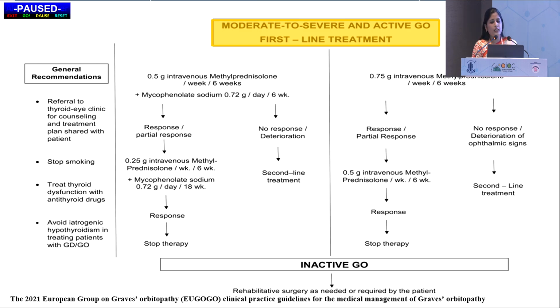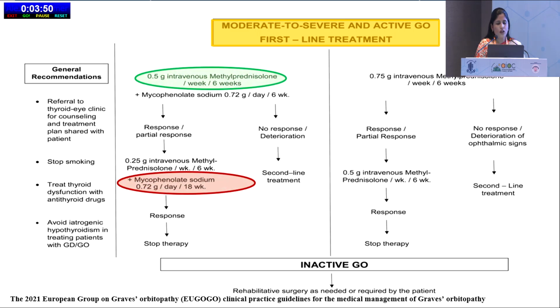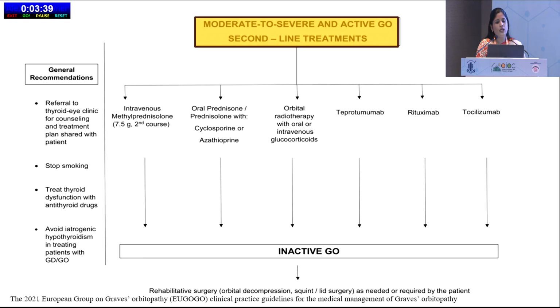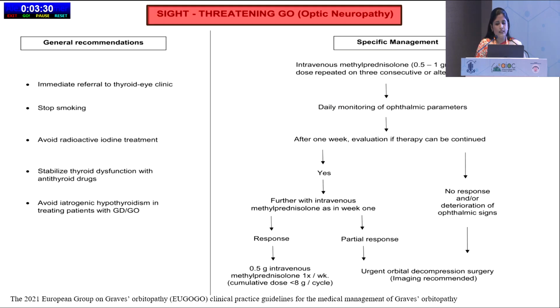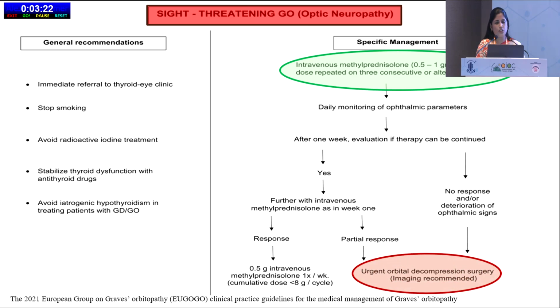So in moderate to severe disease and active Graves ophthalmopathy, the first line of treatment would be intravenous methylprednisolone along with mycophenolate mofetil. The intravenous methylprednisolone can be started in the dose of 500 mg pulse therapy or 750 mg pulse therapy, and once the disease goes into inactive phase, then rehabilitative surgery as needed would be required. And the second line of treatment would be cyclosporin or azathioprine, orbital radiotherapy, teprotumumab, rituximab and tocilizumab. And in sight-threatening disease, usually you start with a high dose of intravenous methylprednisolone therapy, and finally, if it is not responsive, then urgent orbital decompression would be indicated.